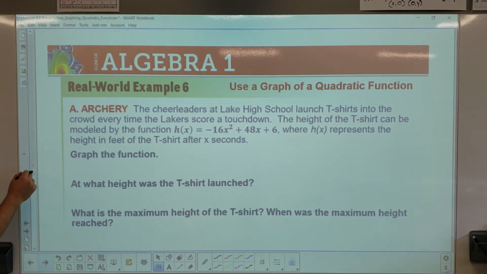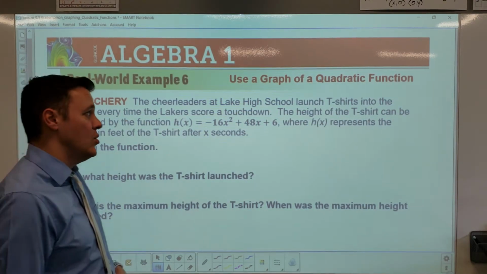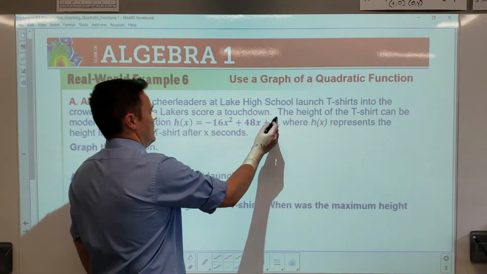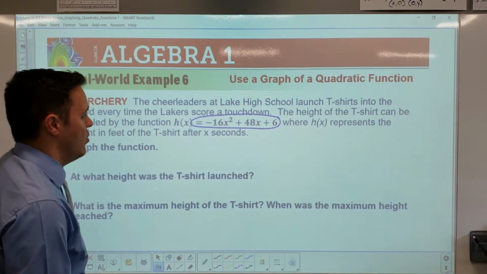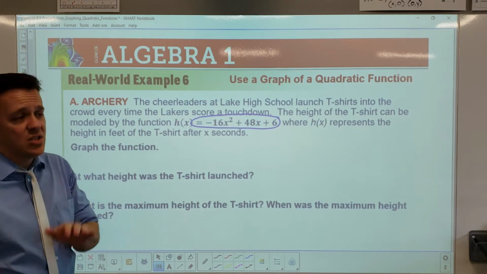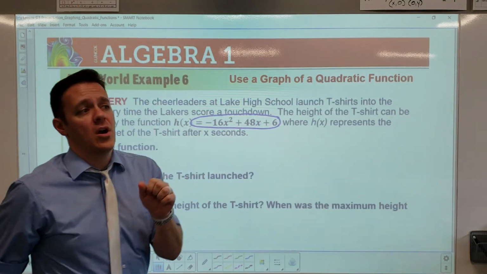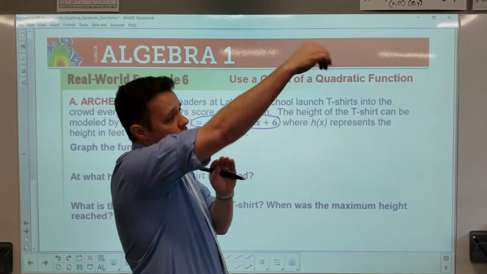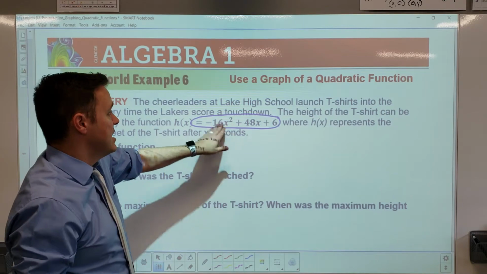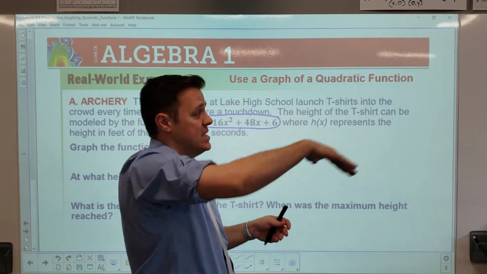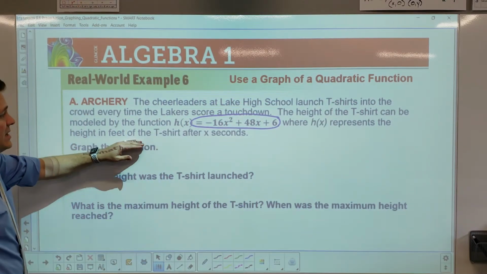Last but certainly not least, we do have a word problem I want to throw in. It talks about cheerleaders at Lake High School launching t-shirts into the crowd every time the Lakers score. Here is the equation, where h of x represents the height in feet. The t-shirt is launched after x seconds. So when we do our quadratic Angry Birds project that I do plan on doing unless something changes, when you launch those, when we throw our volleyballs, it's a negative a, because it's going to go up and we're going to find the height and the distance. So what they're wanting to do is find the height.